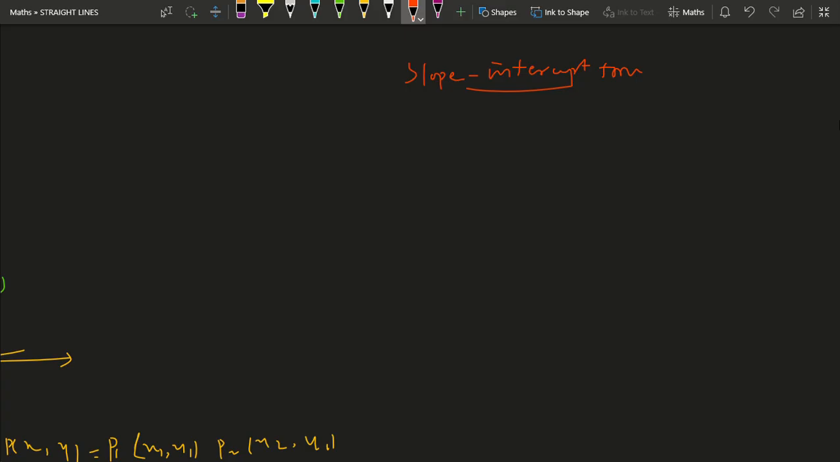Slope intercept form means sometimes a line is known to us with its slope only, and an intercept on one of the axes. Sometimes the line's slope will be known, and the intercept on one axis is also known. Intercept means A intercept and B intercept: A intercept is on the y-axis, B intercept is on the x-axis. So we will now find the equation of each of them.